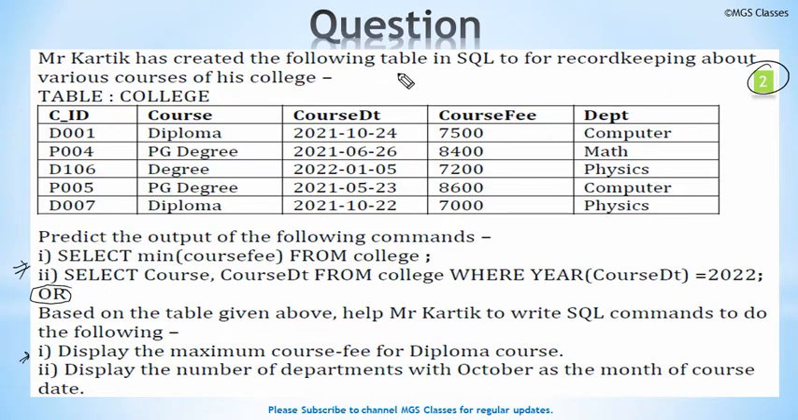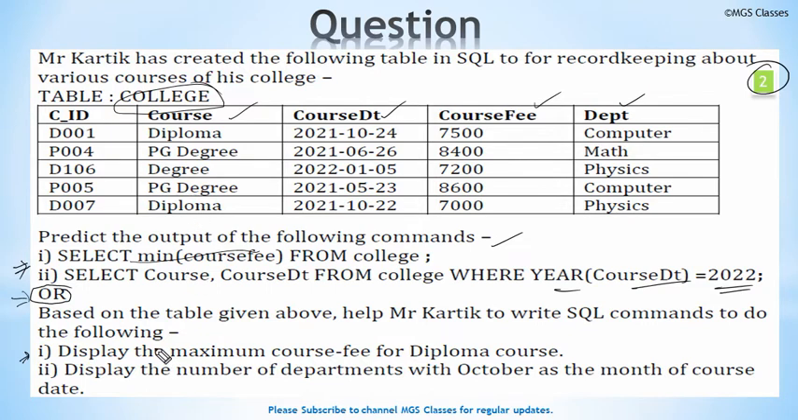Mr. Kritik has created the following table in SQL. The table's name is college and it has 5 columns: course ID, course, course date, course fee and department. First, you need to predict the output of these queries. Two queries are given: minimum of the course fee, and the course and course date from college, where year of the course date is 2022. You need to predict the output of these two queries, and an internal choice is also given.